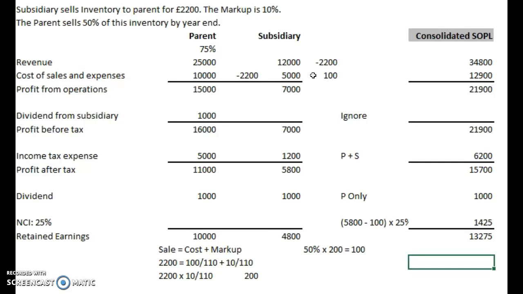Again, just be careful who's making the sale. Is it the parent? Is it the subsidiary? And just be careful, are we using markup or are we using margin? The calculations are just slightly different. There we go.